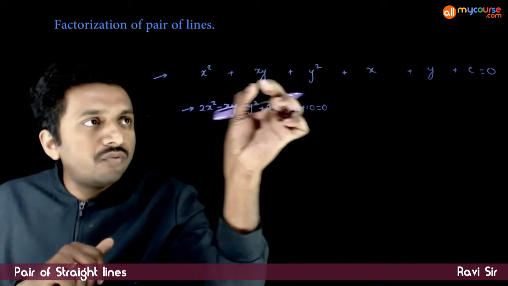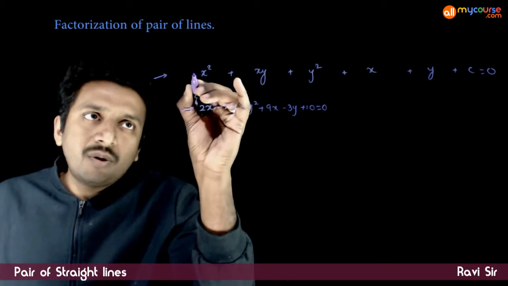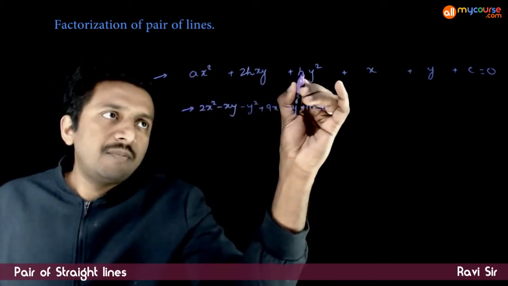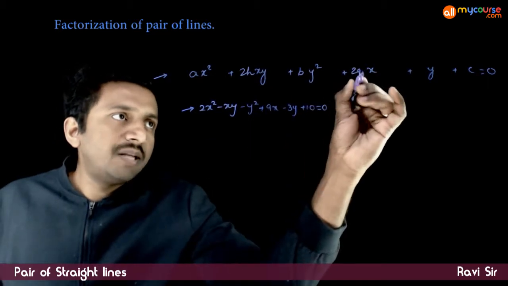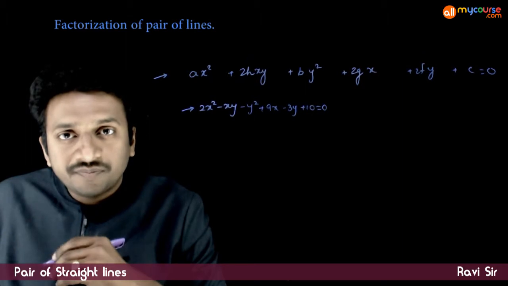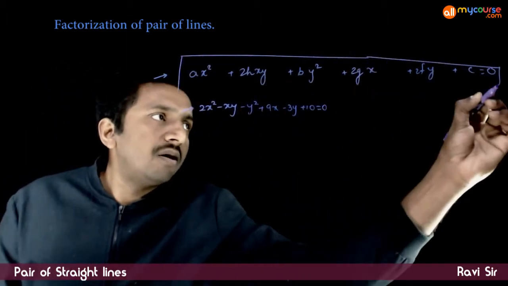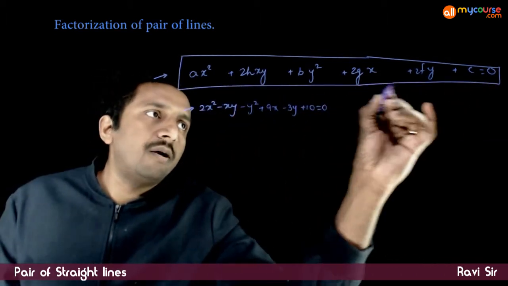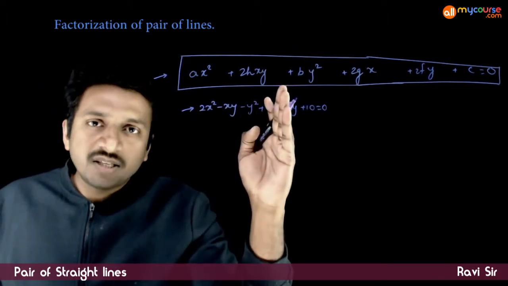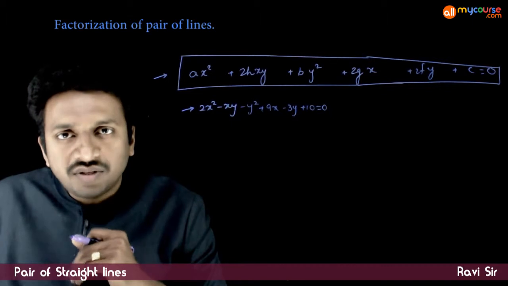So you have some coefficients corresponding to each of these terms. Let us assume that the equation is ax square plus 2hxy plus by square plus 2gx plus 2fy plus c is equal to 0. So this is the general equation of the pair of lines.